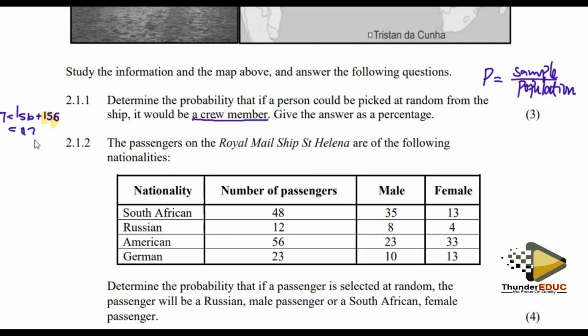So out of 212, what is the chance that you're going to pick a crew member? When we add this, we have this much. This is our population now. So the probability will become the probability of picking a crew member. How many crew members do we have? 56 out of 212.